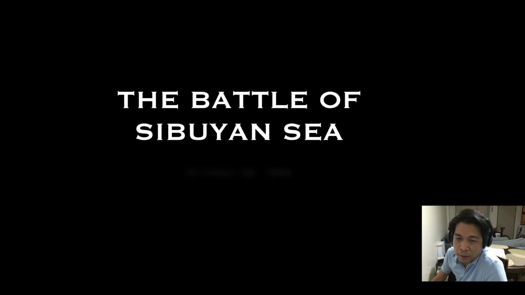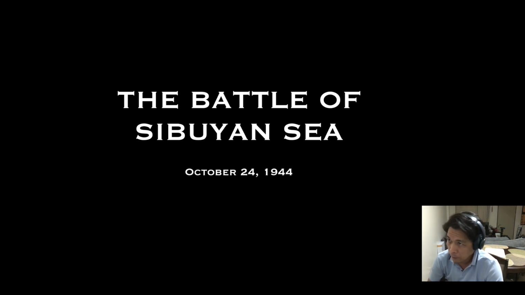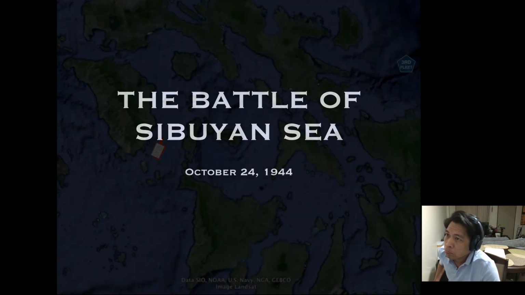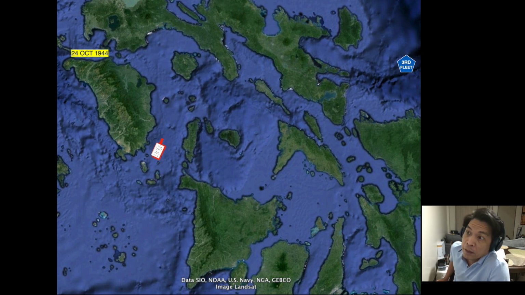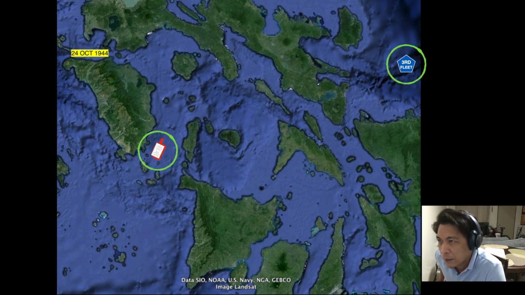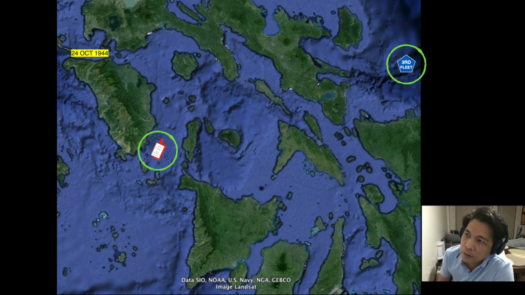So we proceed to the Battle of Sibuyan Sea now. This occurred on the 24th of October, 1944. On the morning of the 24th, the Third Fleet was situated about 80 kilometers from San Bernardino Strait. The Center Force was cruising at Tablas Strait at about 18 knots.